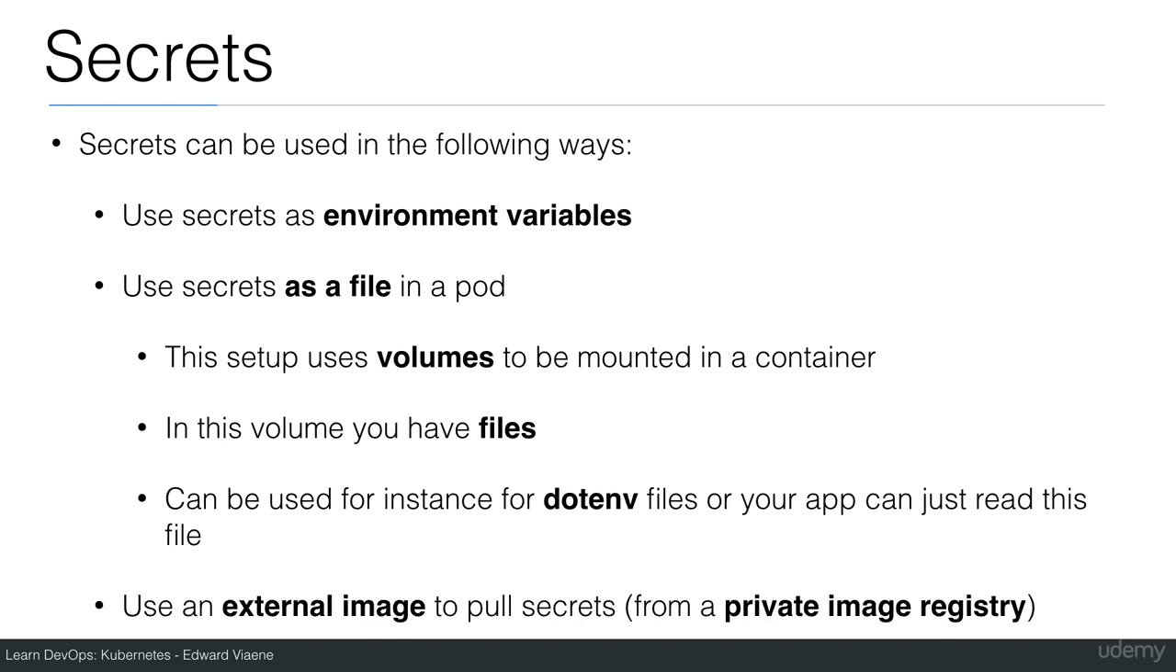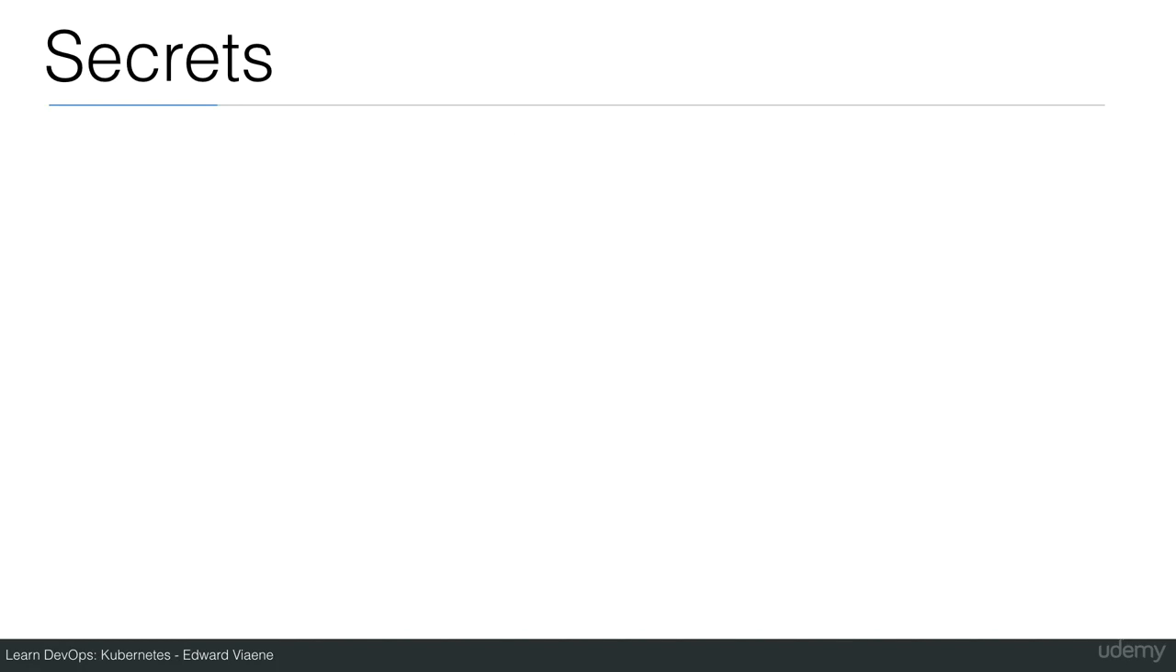So in your app, you can just write some code that says you need to go and look in the specific directory for the secrets that you need, for instance, to connect to a database. You can also use an external image to pull the secrets. Obviously, from a private image registry, you cannot put your secrets in a public image registry. In that case, you will have a second Docker image, and that image would be pulled, and your app would then read the data that contains the secrets from that image.